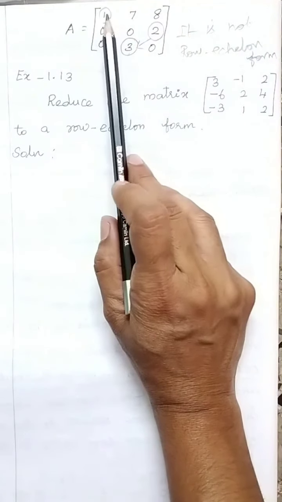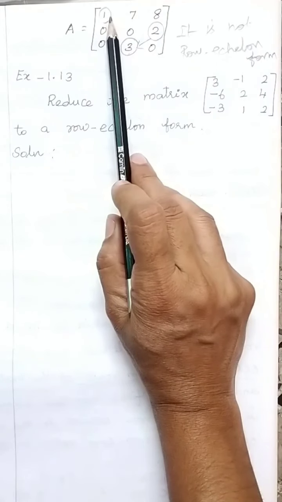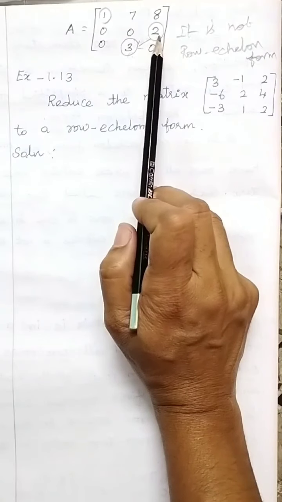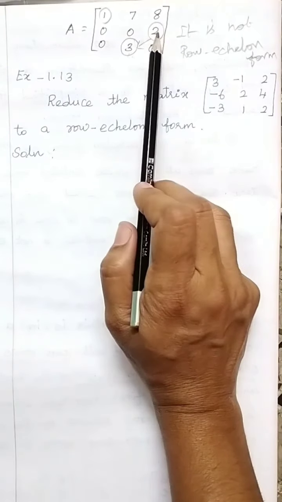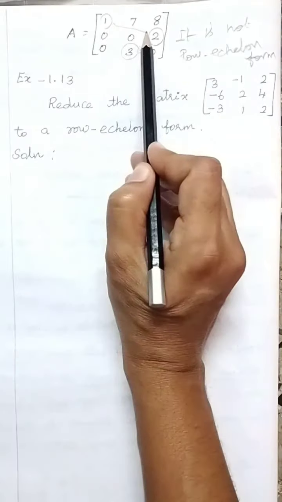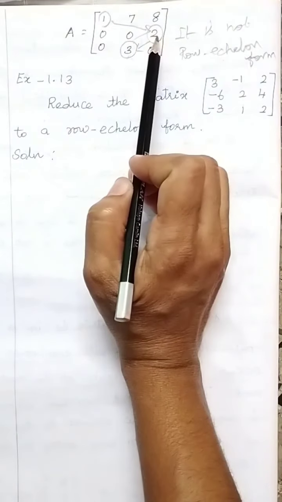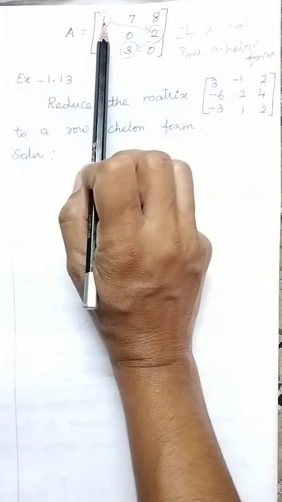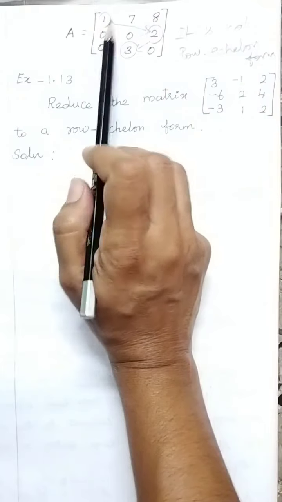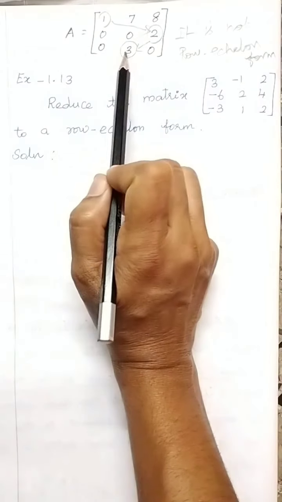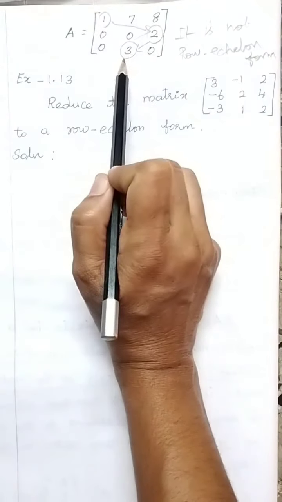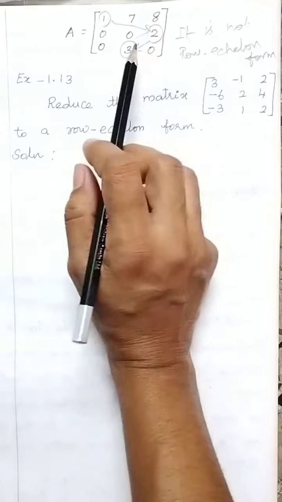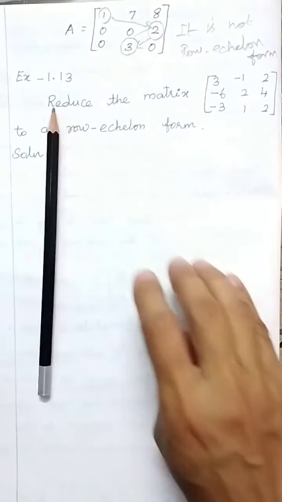Our first row non-zero entry occurs in the first column, our second row non-zero element occurs in the third column. This is to the right side of this one. The R2 entry is to the right side of our R1, but our R3 entry is to the left side of R2. Therefore, this condition is not satisfied. So it is not a row echelon form.